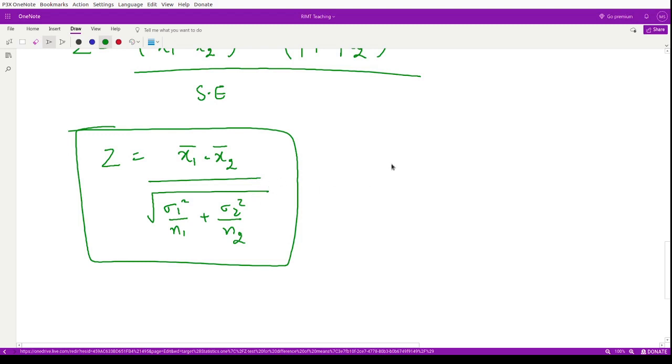Now here, if your populations are the same, then sigma 1 would be equal to sigma 2, equal to sigma, for the same population. That means both of the samples are taken from the same population. In that case, this is the formula.